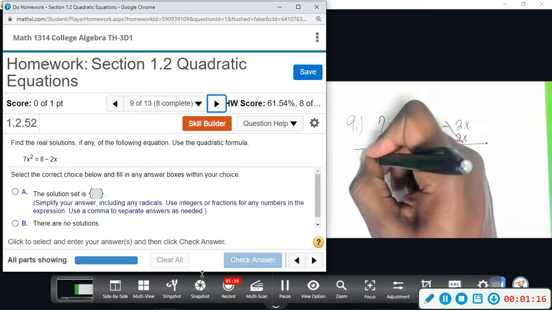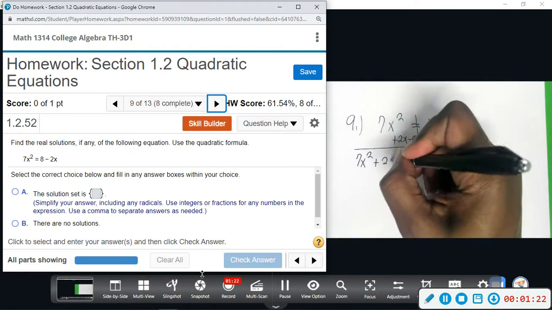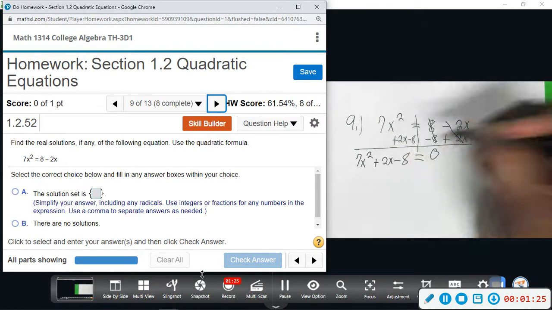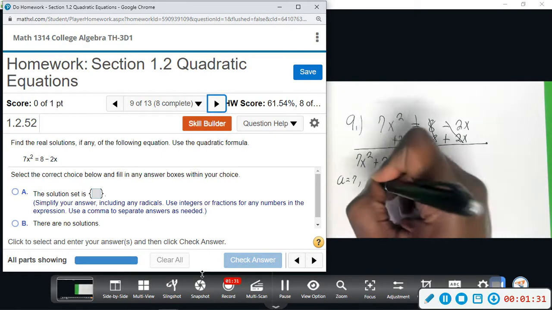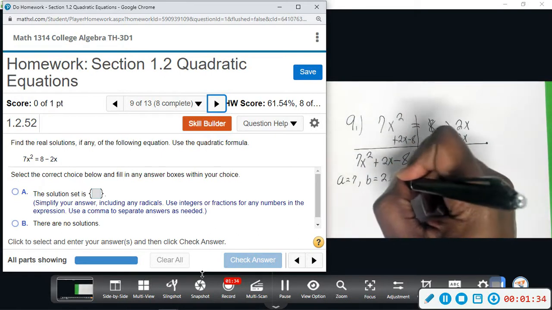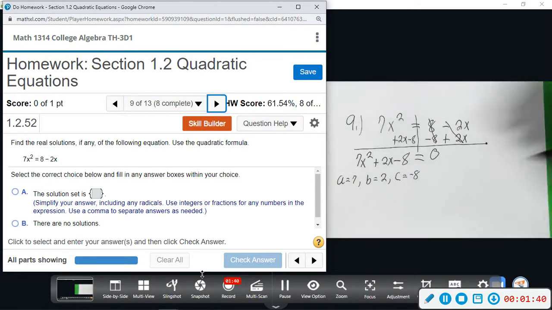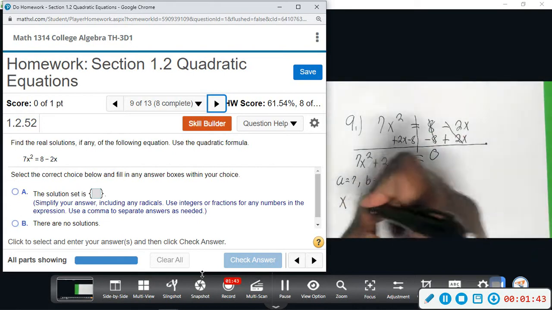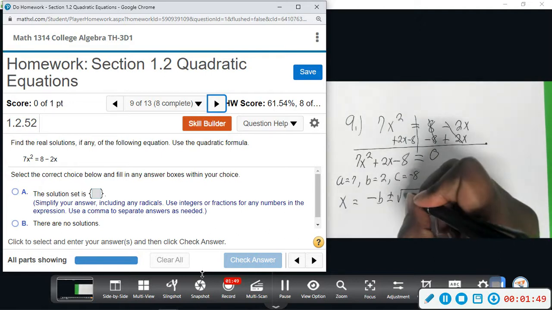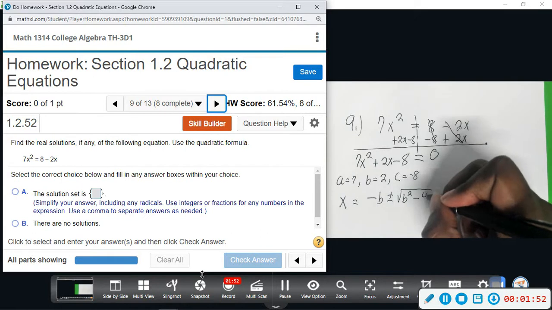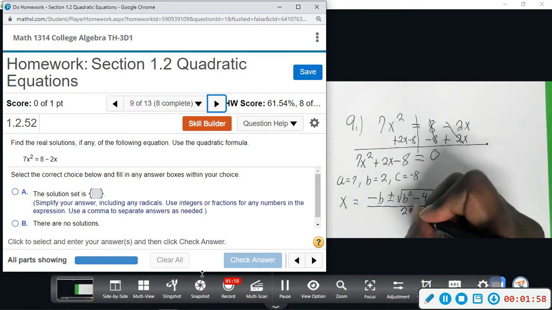And then I'm going to bring everything down in order. 7x squared plus 2x minus 8. All right, so I can identify A as 7, B as 2, and C as negative 8. We're going to do quadratic formula, so I'm going to write it down again. Negative B plus or minus square root of B squared minus 4 times A times C, all divided by 2A.